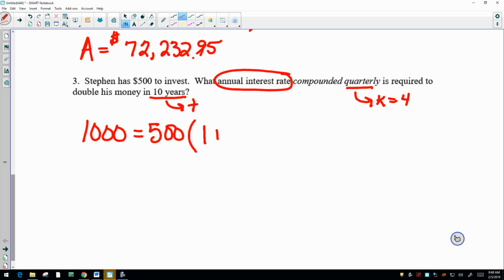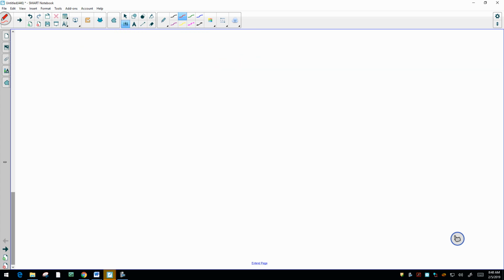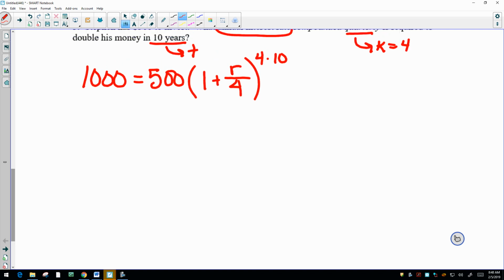Your principal is 500. We have 1 plus the rate. We don't know the rate, we're solving for the rate this time, divided by k. K is the compounding amount, quarterly being 4. And then we're going to raise that to the kt, so 4 times 10. Okay, so not a plug and chug this time. This time we actually have to solve this out. We have to think order of operations. So the first thing we can do is simplify 4 times 10, and divide everything through by 500.